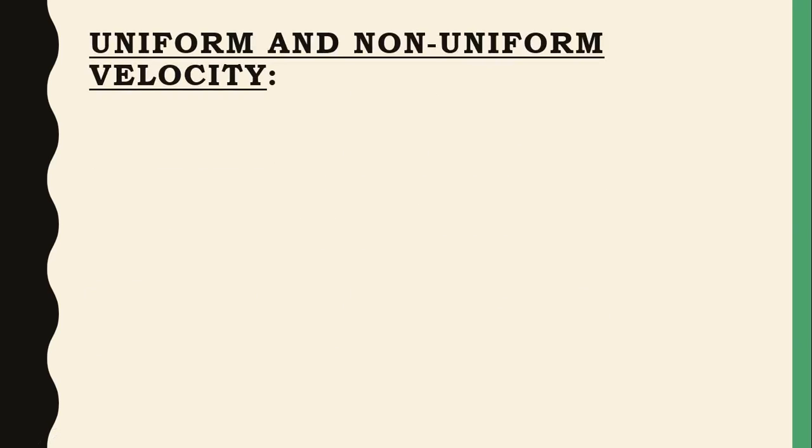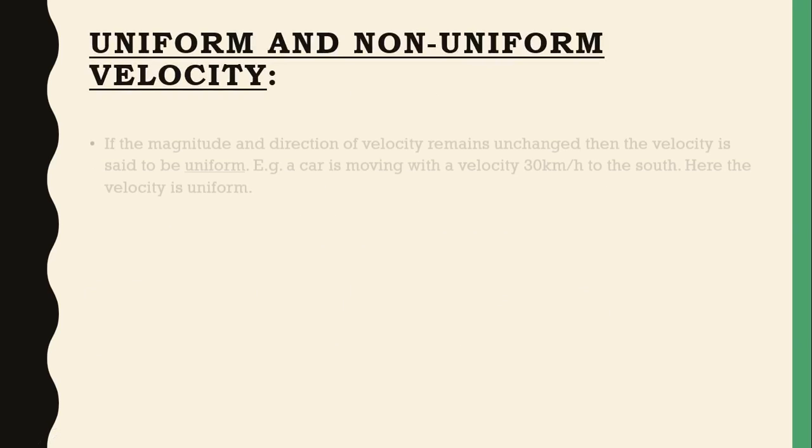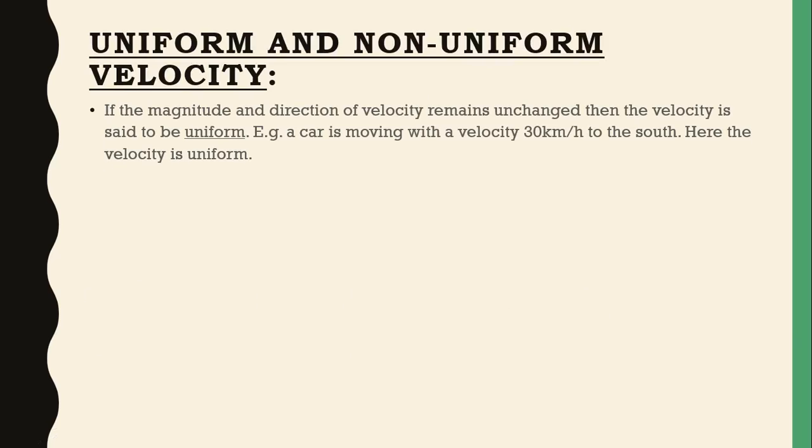Now, uniform and non-uniform velocity. If the magnitude and the direction of velocity remain unchanged, then the velocity is said to be uniform. That is, a car is moving with a velocity of 30 km per hour to the south. Here the velocity is uniform.